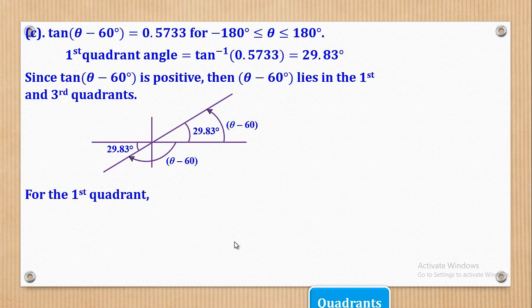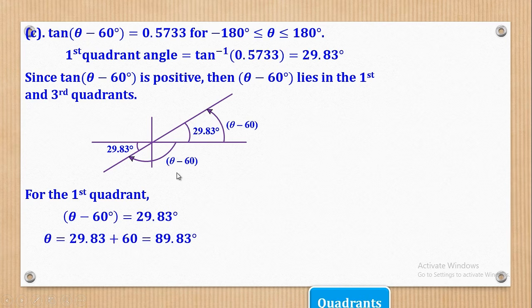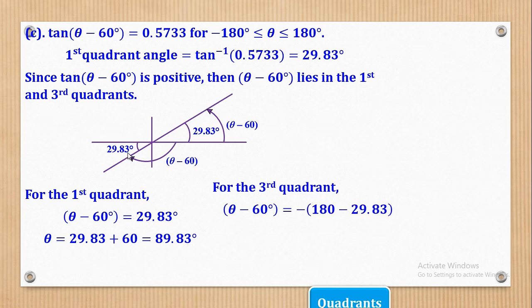So for that diagram, we shall say that the first angle, for this first quadrant, implies that theta minus 60 degrees is equal to 29.83. So when I make theta the subject, it will be 89.83. Then the other angle was in the third quadrant, and in the third quadrant we said we use negative of 180 minus alpha.